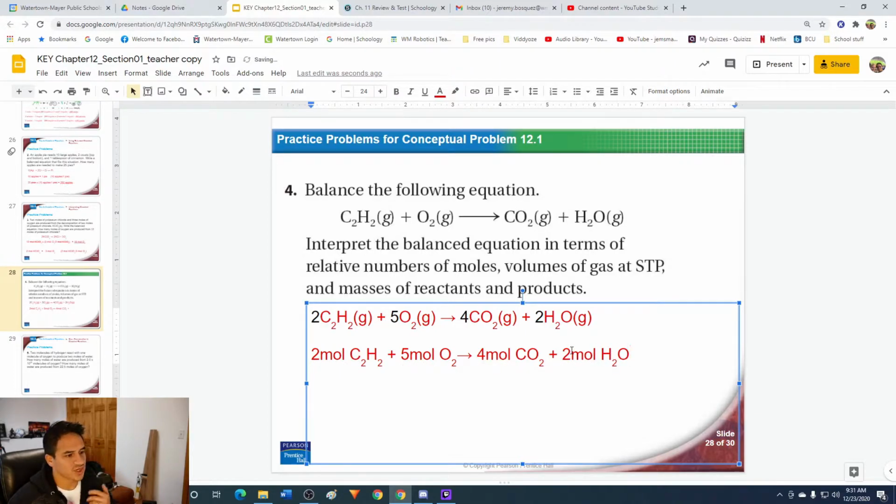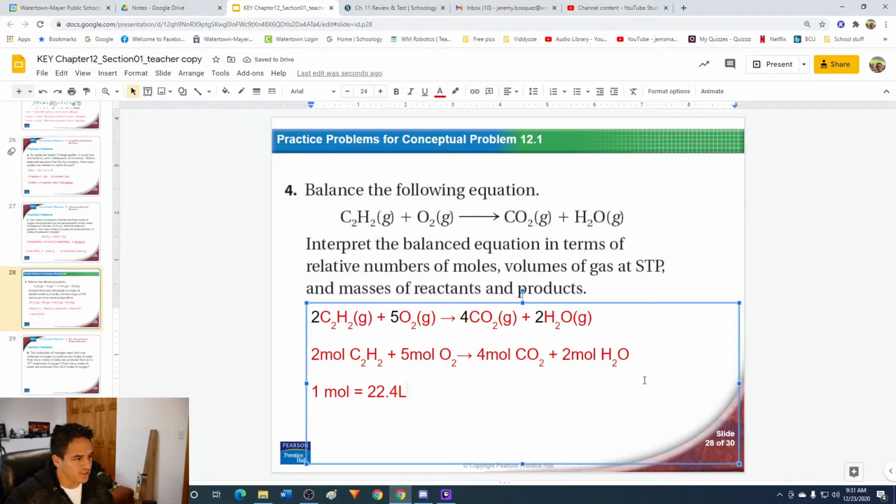Okay, so interpreting an equation in terms of moles is very easy. We can just look at the coefficients. All right, well, what about volume, liters? A little bit more challenging, but not that difficult because we have learned how to convert between moles and liters. The conversion between moles and liters is molar volume. 1 mole of anything at STP is 22.4 liters.